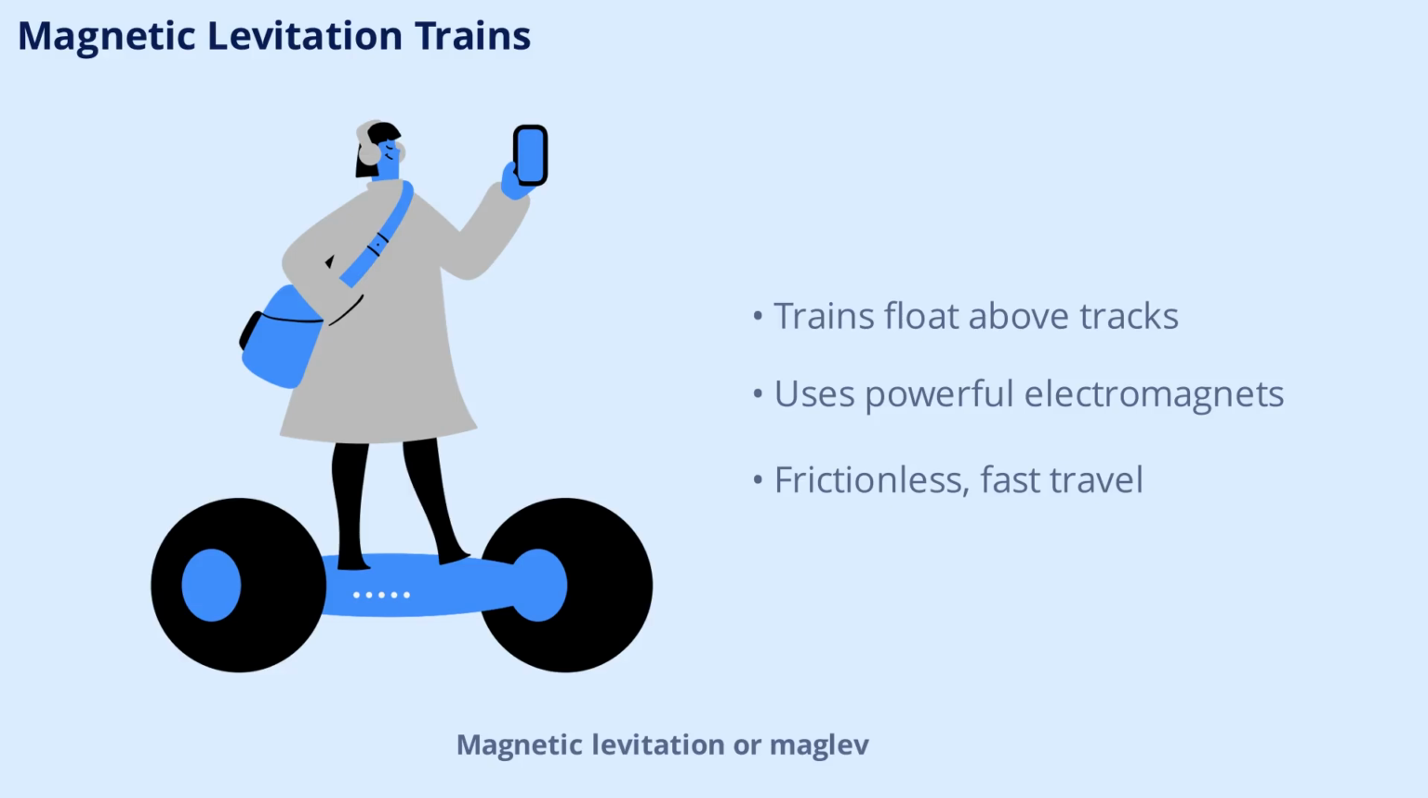Magnetic levitation, or maglev, trains float above the tracks using powerful electromagnets. By creating magnetic fields that repel and attract, these trains eliminate friction, allowing for incredibly smooth and fast travel. The principle relies on electromagnetic forces to lift and propel the train, making maglev technology a marvel of modern transportation.